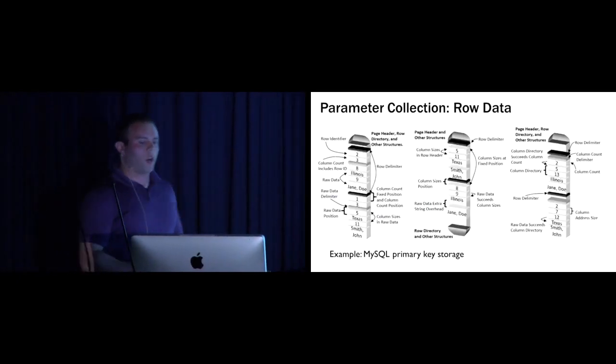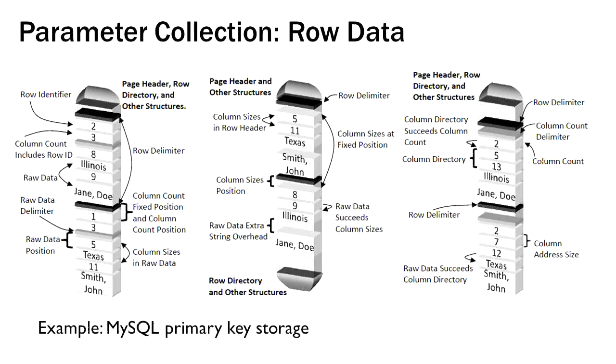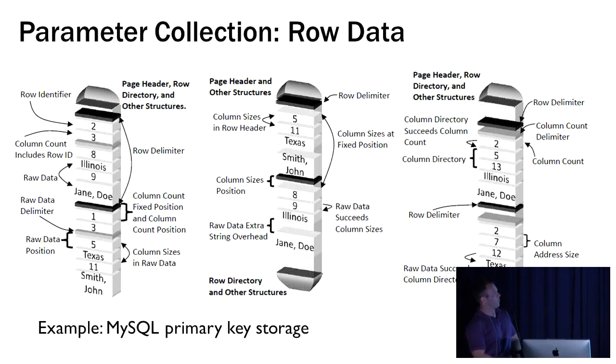So as far as parameter collection goes, we found the page header and the row directory are fairly straightforward. You're trying to locate IDs and pointers and describe how to reconstruct them. And it turns out this is very similar across all databases. Now it gets a lot more complicated when you get to the row data.